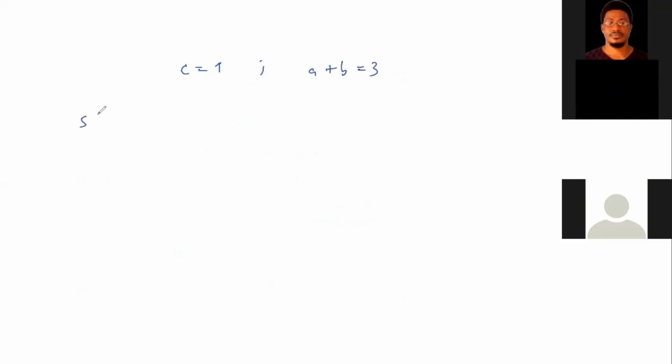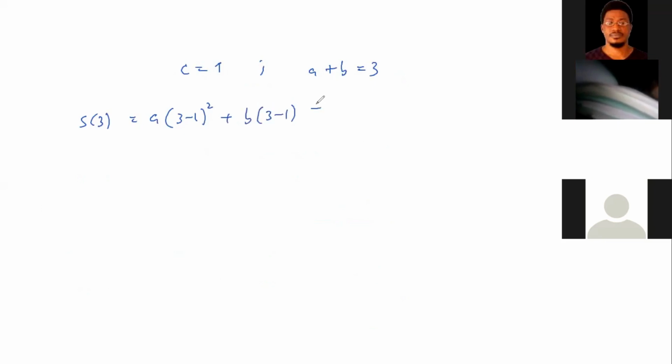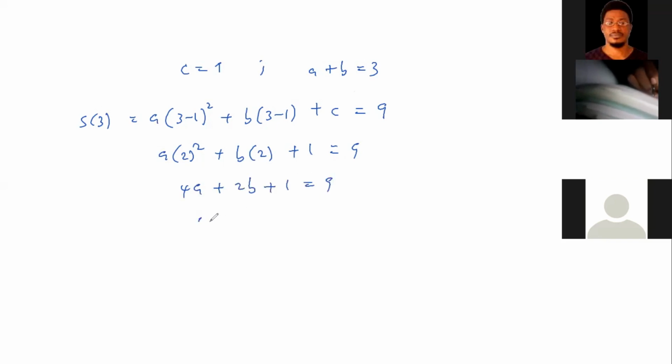Also, S of 3 will be the same as A into bracket 3 minus 1 squared plus B into bracket 3 minus 1 plus C, and this is the same as 9. So this will be A into bracket 2 squared plus B times 2 plus C, which is 1, equal to 9. So 2 squared is 4, so 4A plus 2B plus 1 is the same as 9. So this will be 4A plus 2B is equal to 8.